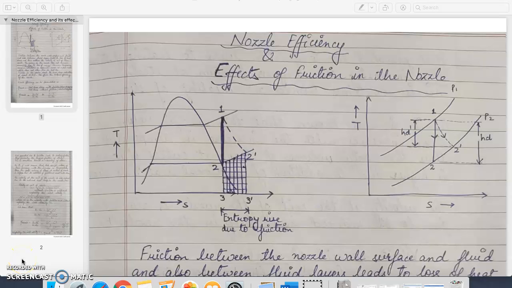So in this video, I am going to discuss the nozzle efficiency, the friction in the nozzle and the effects of friction in the nozzle. As we can see, the process 1 to 2 in this TS diagram shows the process taking place inside the nozzle. The nozzle basically leads to the drop of pressure or the drop of enthalpy in terms of the heat loss, and at the expense of this heat loss it gives an extremely high speed jet of steam.